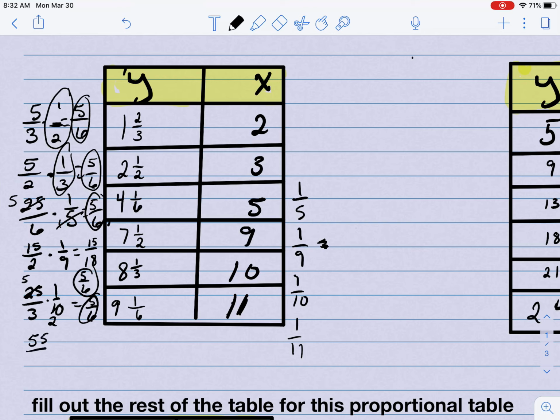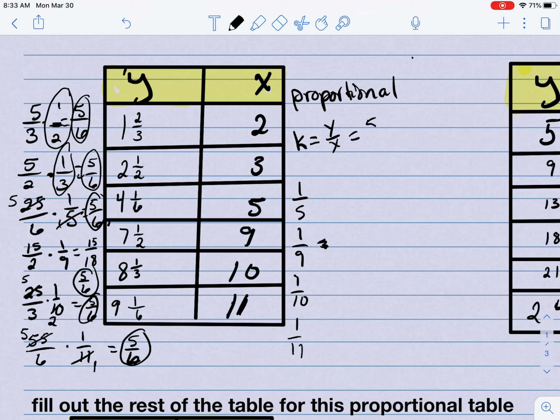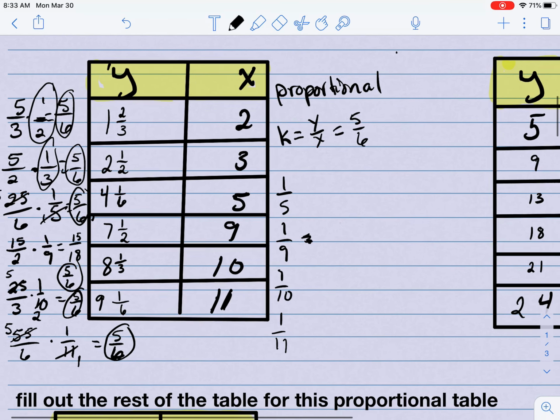So 55 over 6 times 1 over 11. Okay, 11 is the greatest common factor of 55 and 11. So that becomes 1 over 1, which equals 5/6. So our y over x is always the same, so this is proportional. And our k, which equals y over x, equals 5/6. So that's what we get here for all of them. Therefore, it's proportional, and our k is just that value, y divided by x.